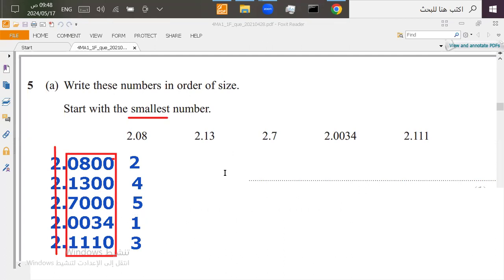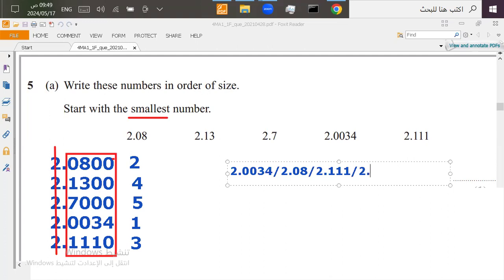Now I can write them here. So the first one is 2.0034. And then let me make it smaller. Okay. Second one is 2.08. I don't have to write the zeros that I added here. I just write the numbers as they are here. Now, after this, the third one is 2.111. And the fourth is 2.13. And then the fifth, which is the last one, 2.7. And this is how you put numbers in order of size.